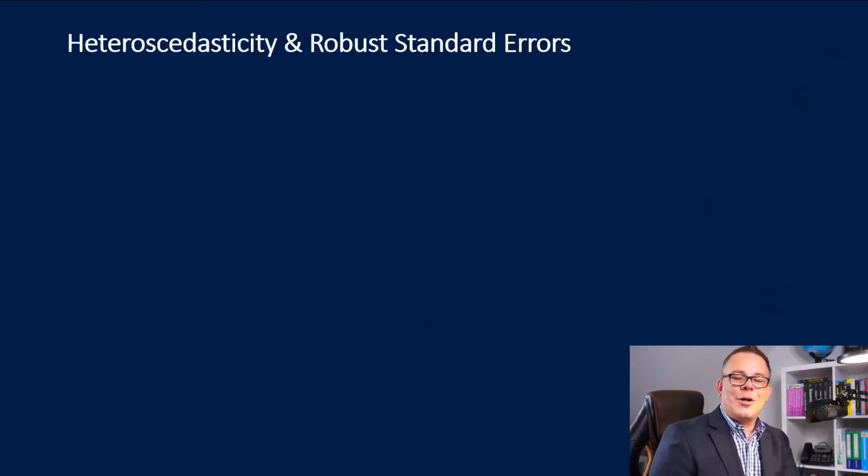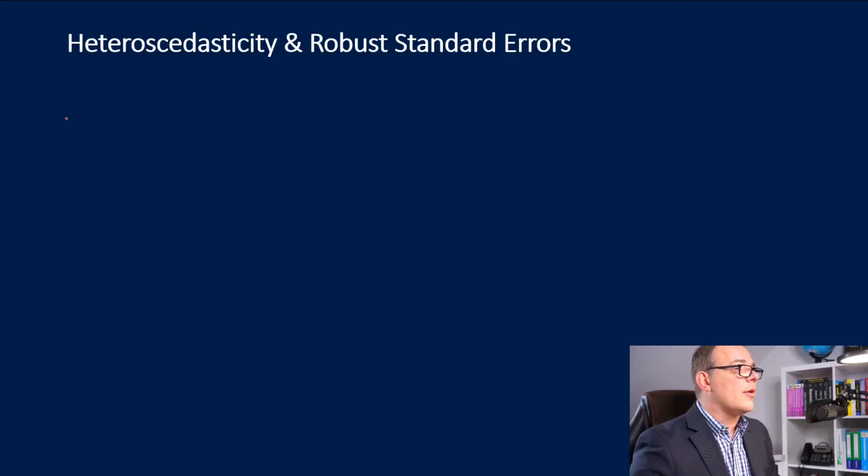Okay, the next topic on our list is homoscedasticity and heteroscedasticity. Obviously, homoscedasticity is the opposite of heteroscedasticity. Let me just briefly illustrate what that means. So, we start with homoscedasticity.